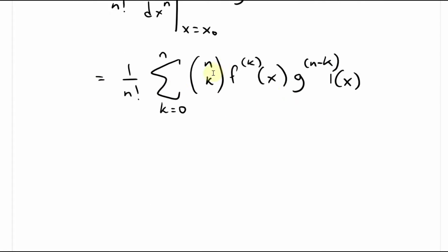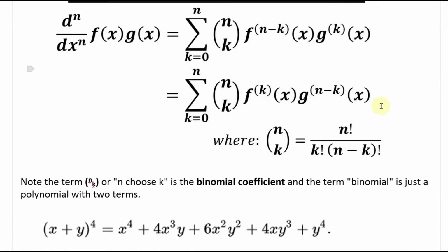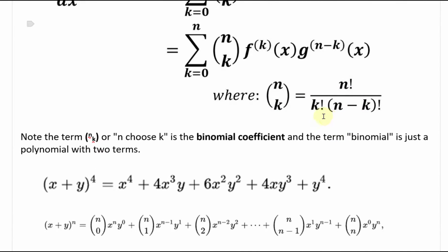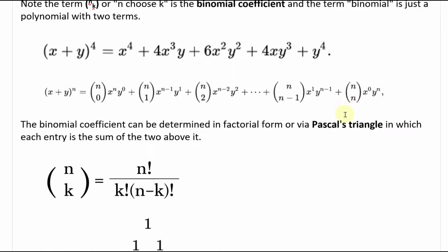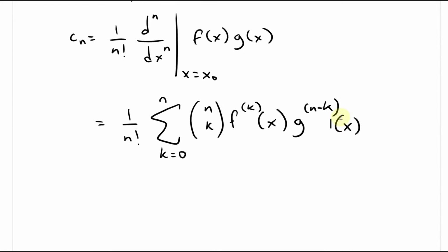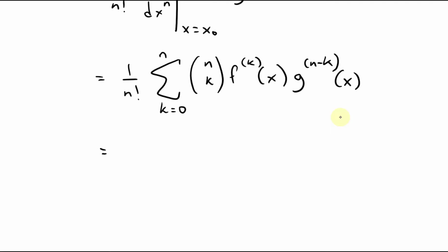And now we can just replace this n choose k with our formula. And I might prove this formula in a future video. But anyways, n choose k equals n factorial over k factorial times n minus k factorial, like that. So this equals 1 over n factorial, summation.